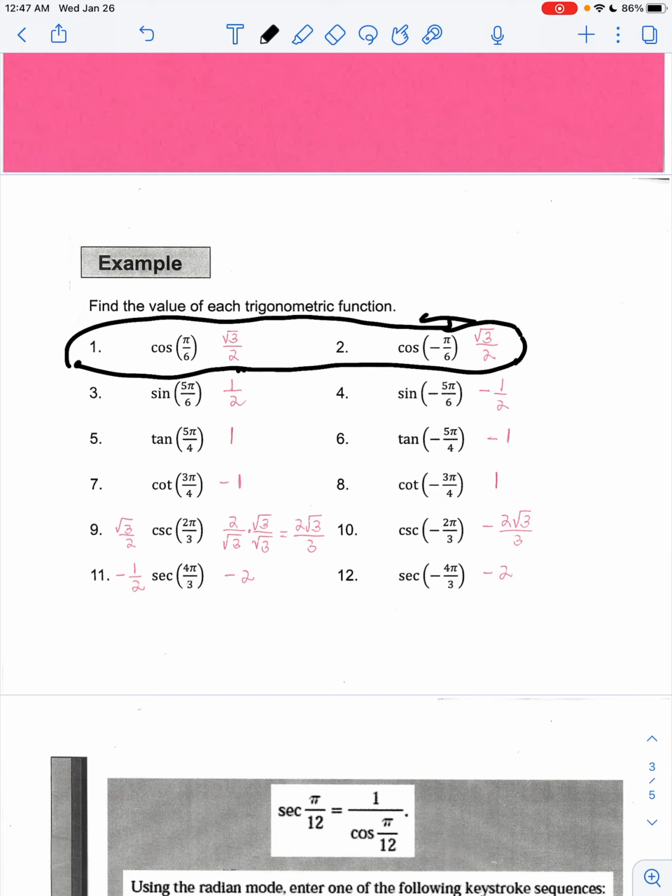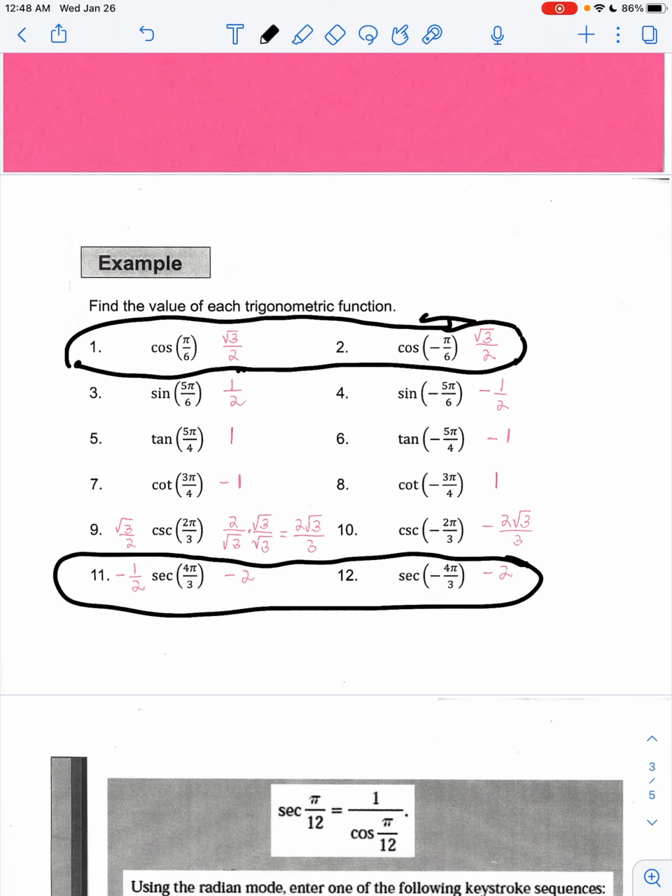The cosine of pi over 6 is square root of 3 over 2. The cosine of negative pi over 6 would also be square root of 3 over 2. And that's because they're even functions, and if you rotate clockwise or counterclockwise the same amount, the coordinate for x is going to have the same sign and same value. So numbers 11 and 12 are secant, which is also even, the reciprocal of cosine.